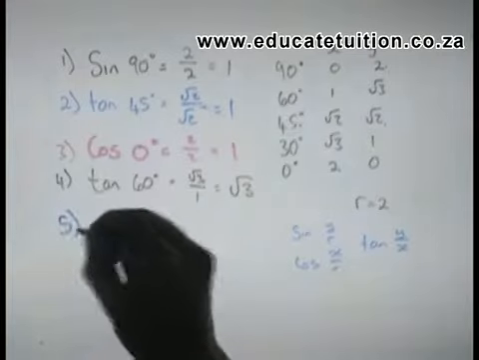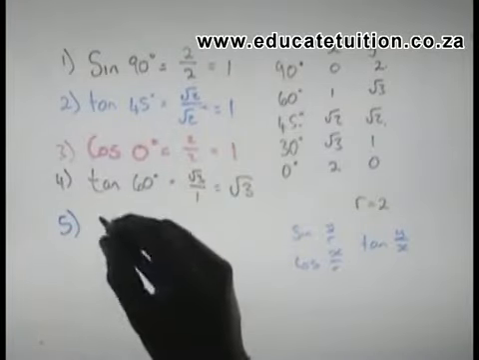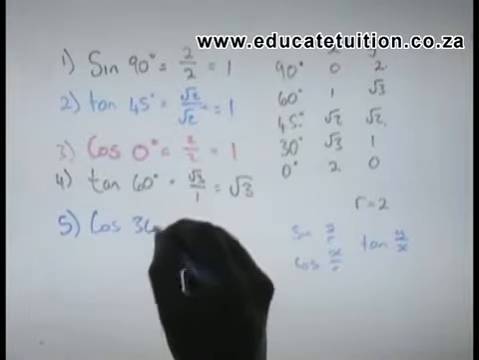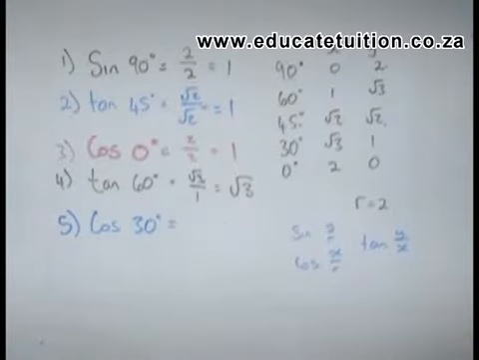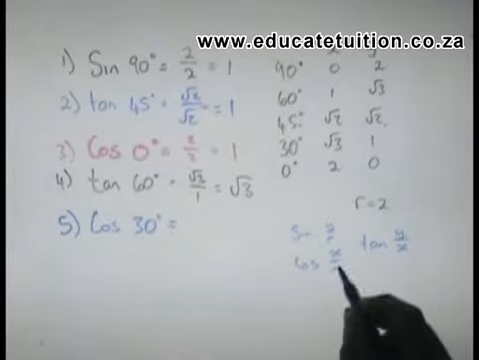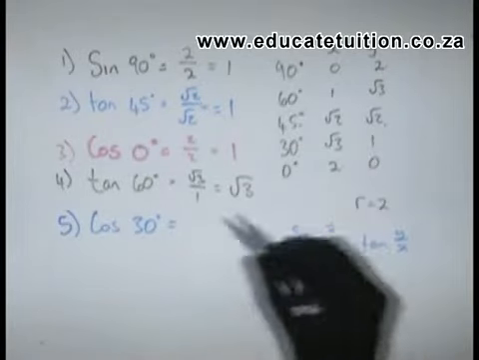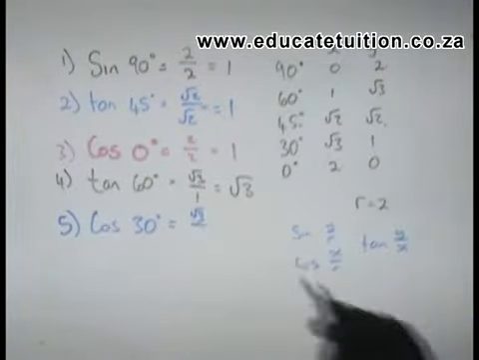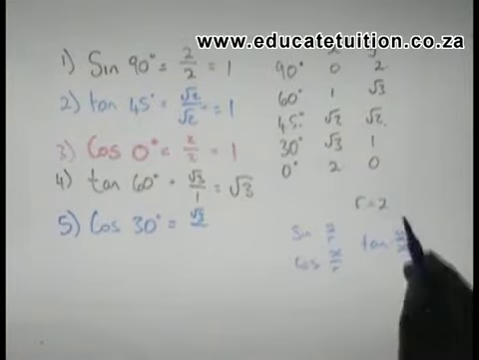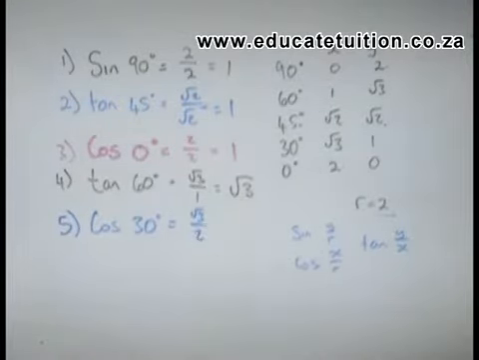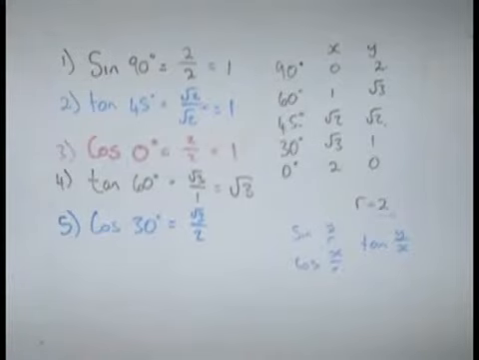Number 5, cos of 30 degrees is equal to, now cos is the function x over r of 30 degrees. Our x value is root 3. Our r value is 2. So our answer of cos 30 degrees is root 3 over 2.